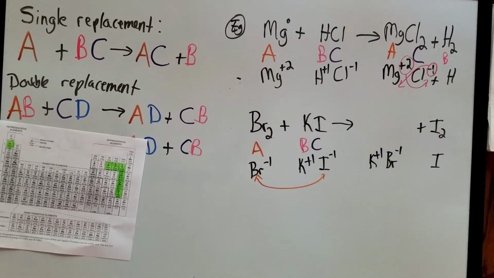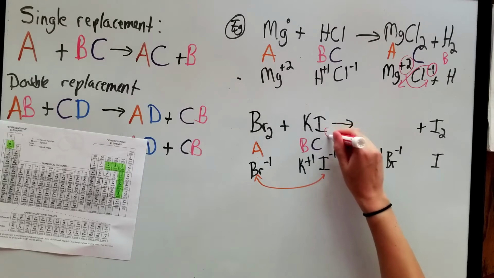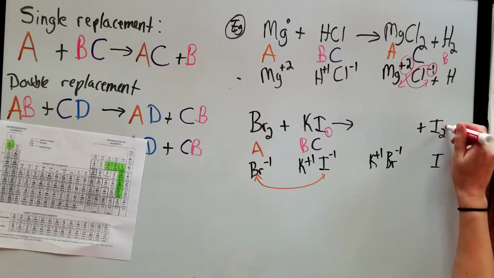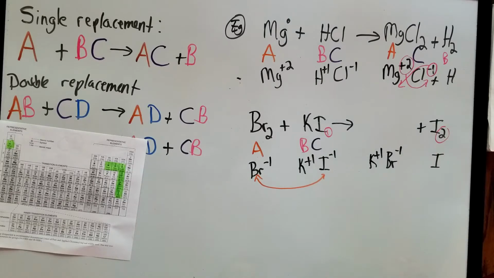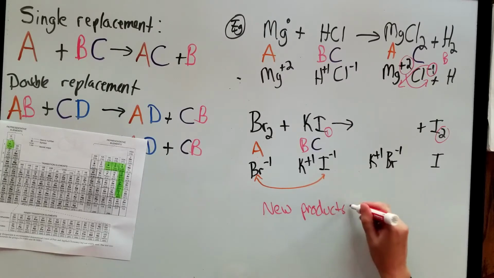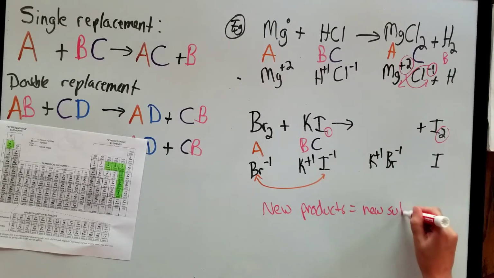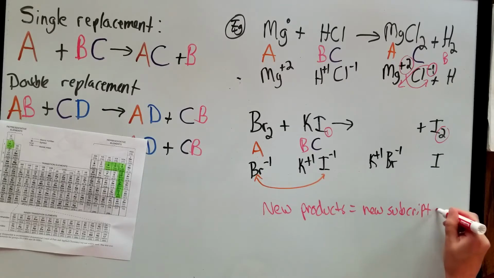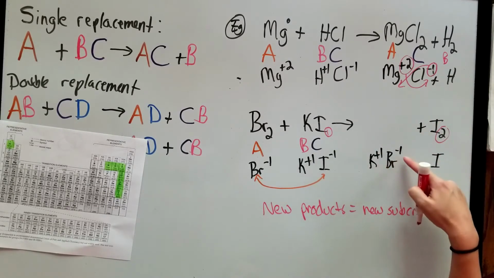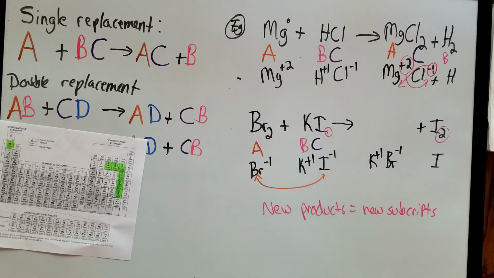Okay, and I want to point out something here. Notice over here, there's just one iodine, right? No number present, so it's just one. Over here we have 2. That's because new products mean new subscripts. That's what that means. It means you're not just following these numbers over, you're figuring out what the number should be based off of charges, based off of if that element should be a diatomic or not.